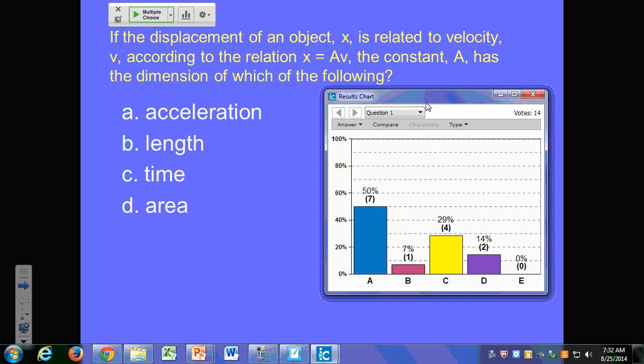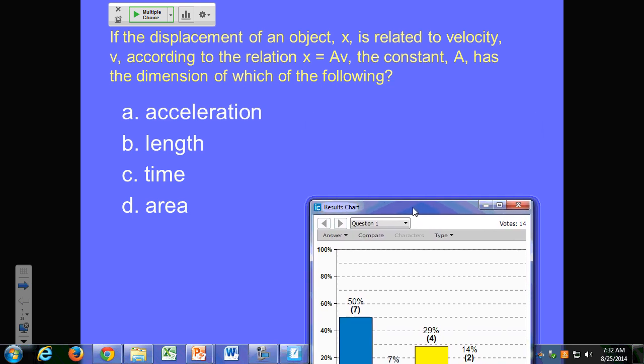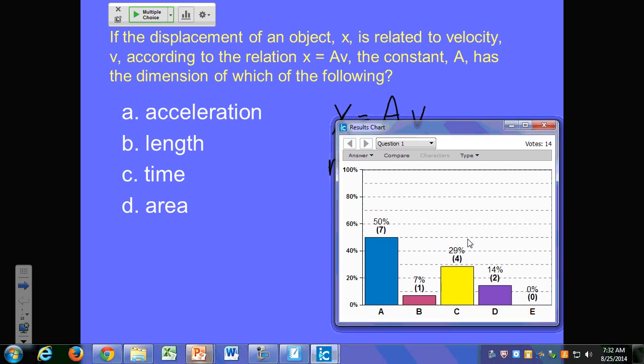Alright, let's see. Hey, Courtney. So we just want to put in our units for each variable. So I have x equal a times v. X is in meters, v is in meters per second. So I want to know what units here will give me the same on both sides. And what is that going to be? It's not a, as most of you put, but it's what? Alright, if I put in seconds there, it cancels with that, and I'm left with meters on the other side. So C is the right answer.